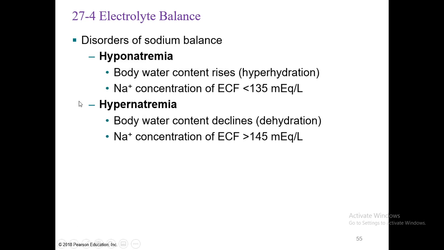Here are some terms that you need to know. Disorders of sodium balance. So hyponatremia: the body water content rises through hyperhydration, and that means that the sodium ion concentration of the extracellular fluid is going to be lower. You don't have to know this number, but you can see here less than 135 milliequivalents per liter. And then you also have hypernatremia. That would be the opposite, where the sodium ion concentration is greater than 145 milliequivalents per liter. So this is from dehydration, not enough water mixed in with the sodium. And then hyponatremia is too much water mixed in with the sodium.